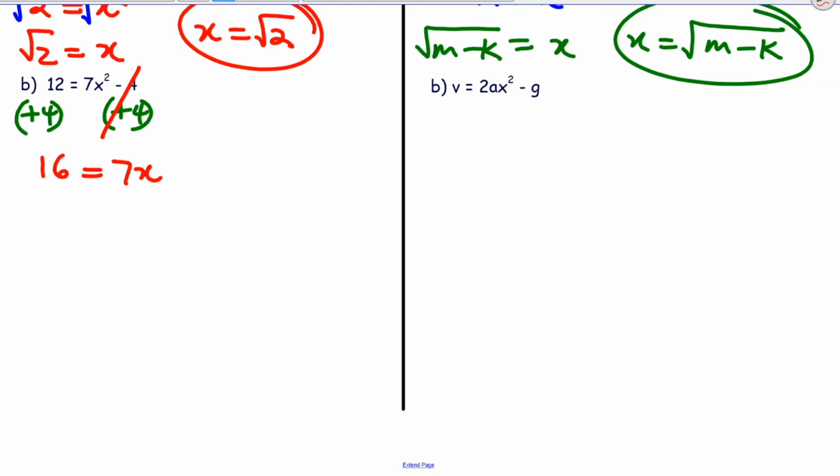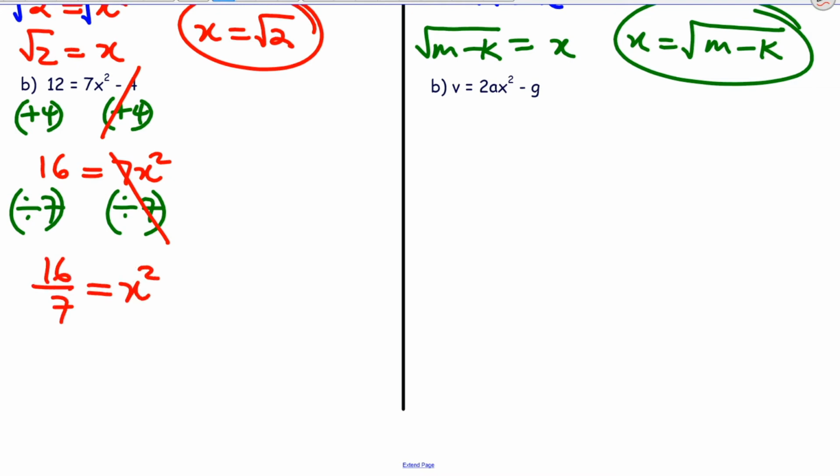So 7x squared. The opposite of multiplying by 7 is dividing by 7. So you divide by 7 on each side. 7 divided by 7, that will be equal to 1. So what you end up with is 16 over 7 is equal to x squared. The opposite of squaring x is square rooting. So square root of 16 over 7. And that will be your final solution.